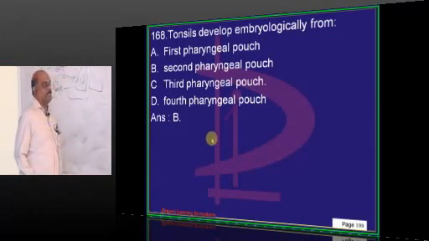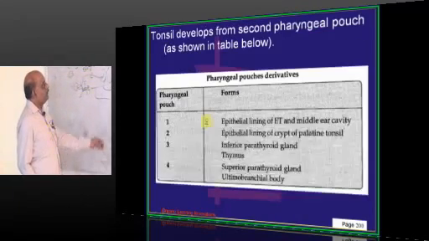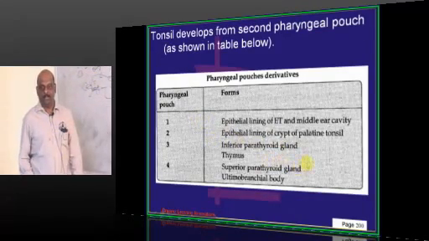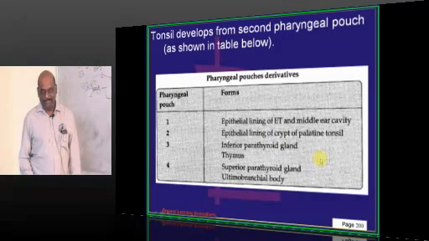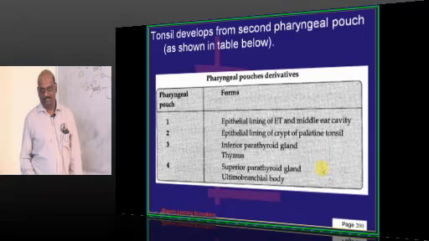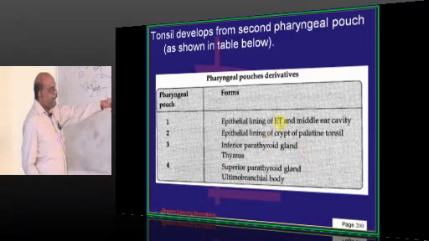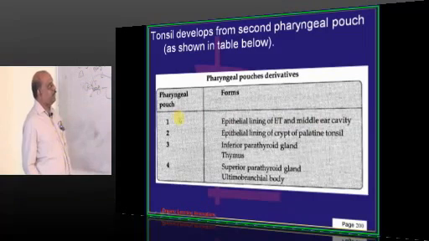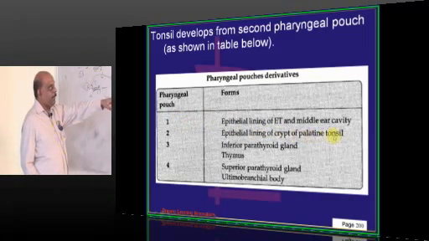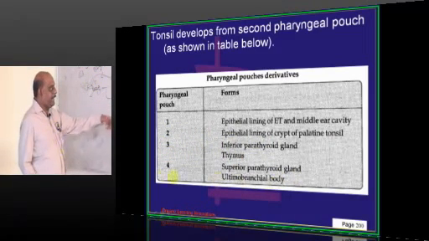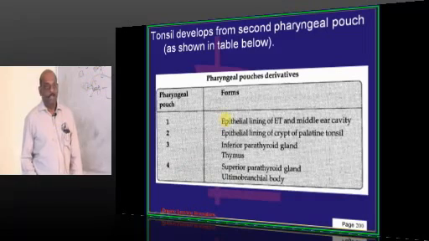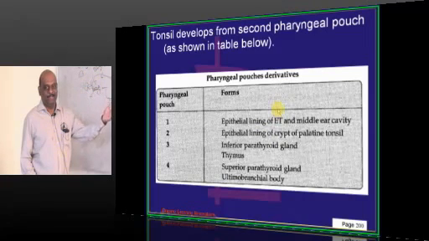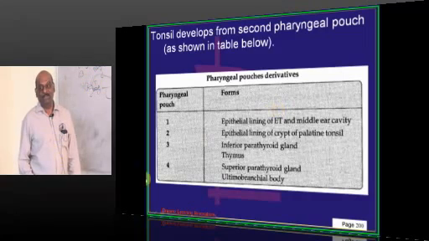Tonsils, from where do they develop, doctor? Second pharyngeal pouch. You must be quite sure of this list; I think it must already be there in your 200 pages notebook, the winning notebook, right? Epithelial lining of the Eustachian tube and middle ear cavity is from pouch 1, epithelial lining of the crypt of the palatine tonsil is 2, inferior parathyroid and thymus from 3, superior parathyroid and ultimobranchial body from 4. If you did this question wrong, you go back to amoeba in your ascent of phylogeny. So be very sure.